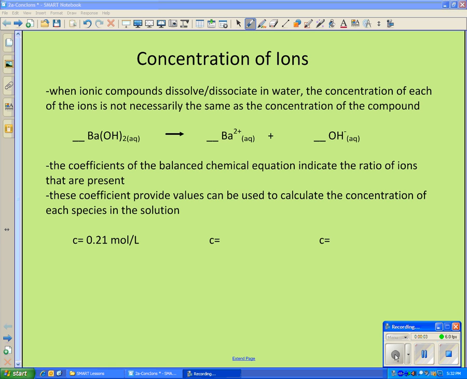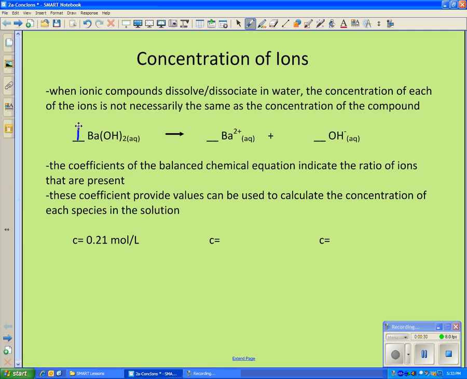We need to consider the concentration of each of the ions in a solution once an ionic compound dissolves or dissociates. The easiest way to do this is to look at the balanced dissociation reaction of a compound when it dissolves. So barium hydroxide, which you see here, we're going to fill in coefficients to look at the amount of each of the ions we have on the product side.